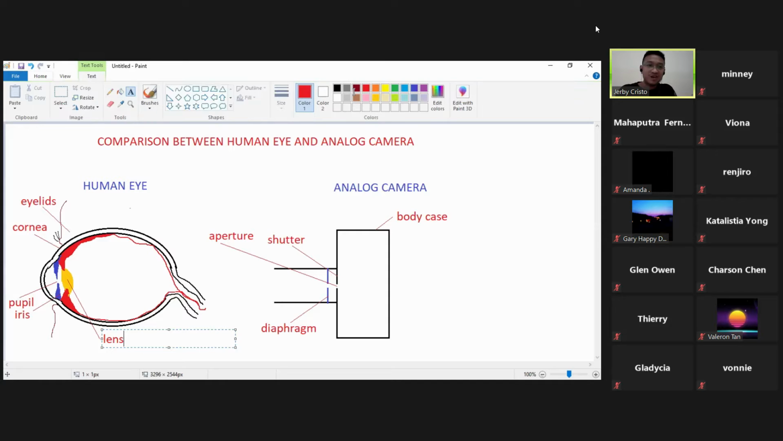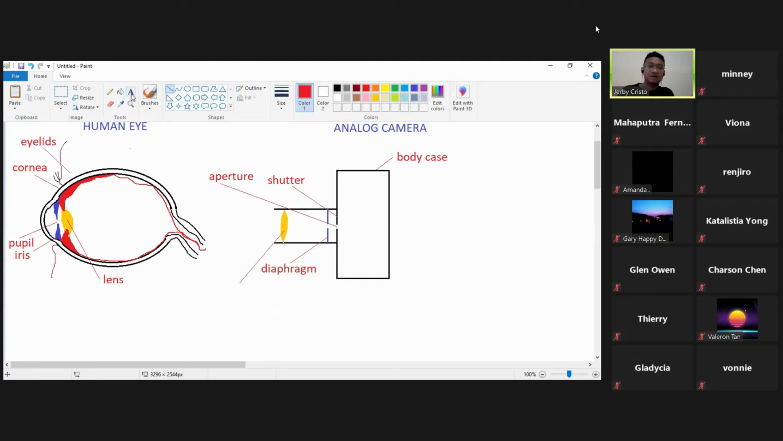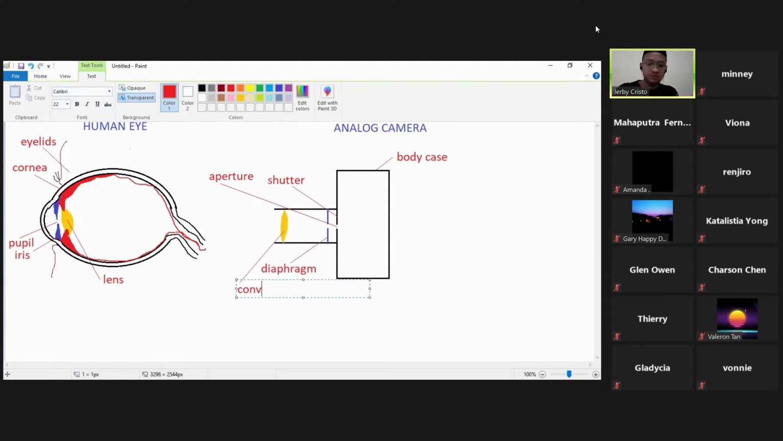And the camera also uses lens. Okay, and where is that lens? So usually, again, it depends on the model. So usually the lens is found here, and we are using a convex lens. So this is a convex lens. Okay, so the same function to refract the light in order to focus the image.